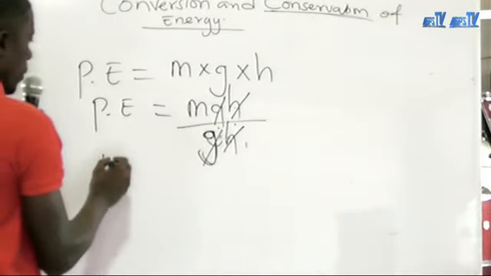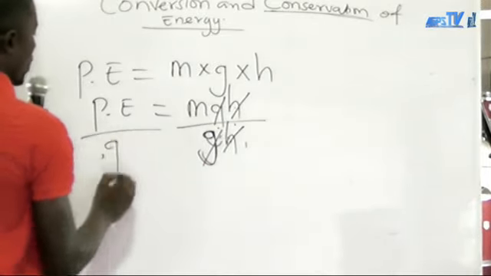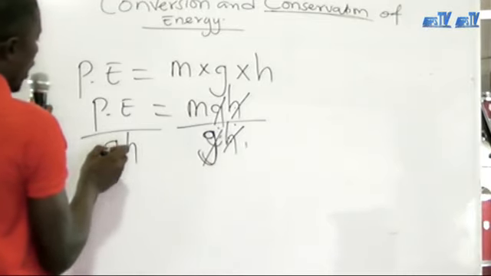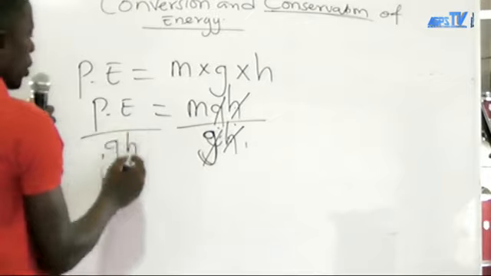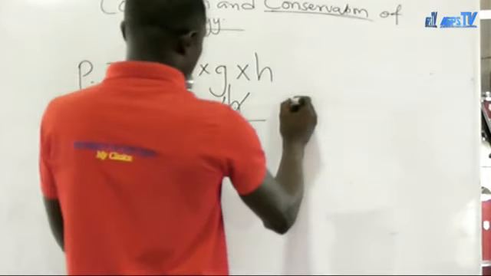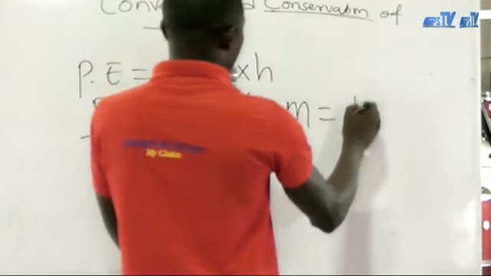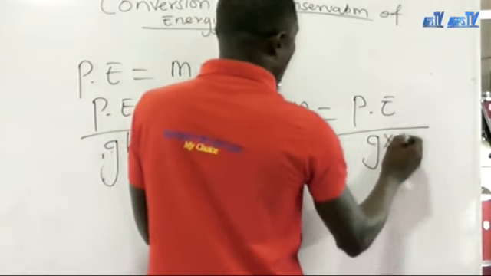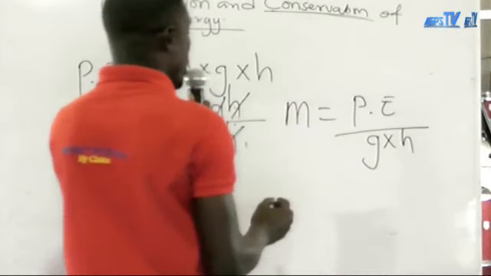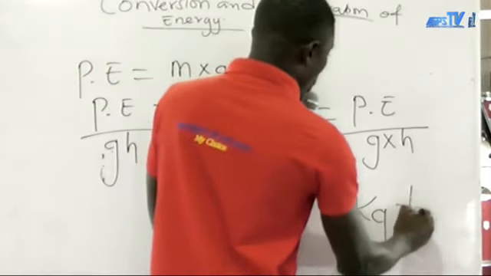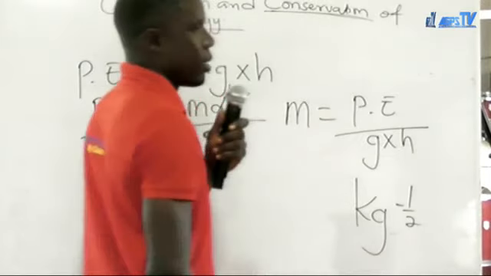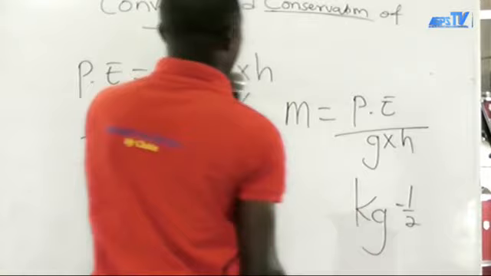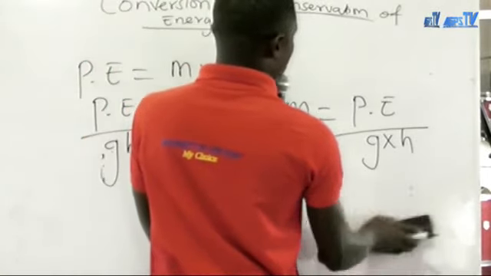So here too, you divide both sides by gravity times the height. Here we have gravity, here we have potential energy, so they cannot cancel each other. So our M is equal to potential energy out of gravity times the height. This one is used to create that half from your mark. So it is very important. So this is how we find the mass of an object when a question is given.